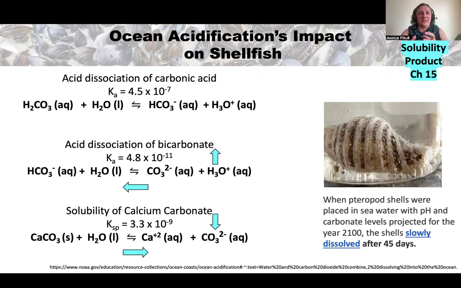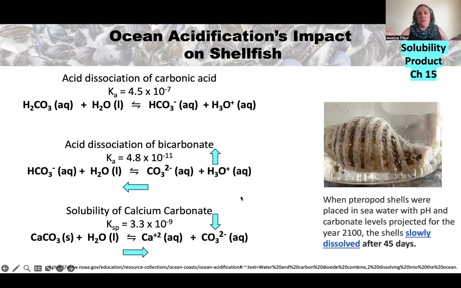So let's look at what's actually happening and how this is hurting shellfish. So let's go back to our carbonic acid dissociation reaction. So again, weak acid with a Ka of 4.5 times 10 to the negative seventh. It creates some hydronium ions and increases that concentration in the water. So as that hydronium ion concentration increases, as we can see in this acid dissociation reaction for bicarbonate, it's going to shift equilibrium towards the bicarbonate and consume the carbonate ions that are also in solution.